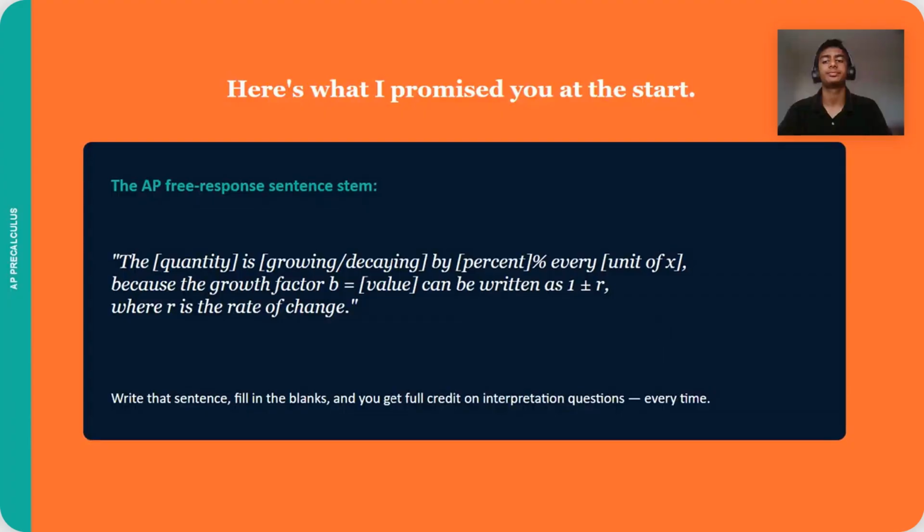Nice job. Okay, now here's what I promised you at the start. Every AP pre-calc free response has an interpretation question, and there's one sentence that gets you full credit every time. The quantity is growing or decaying by this percent every unit of x, because the growth factor b equals this value, which can be written as 1 plus or minus r. Memorize that structure, not just the words. Graders are literally checking for those pieces.